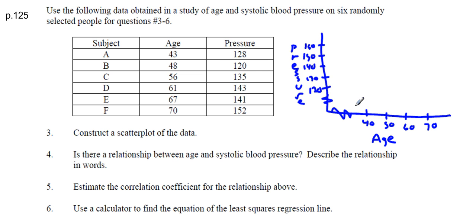The first person is 43 years old and has a blood pressure of 128. That gives us a point right about here. Next person is 48 and has a blood pressure of 120. Next is 56, blood pressure 135. The 61-year-old has a blood pressure of 143. The 67-year-old has a blood pressure of 141. And the 70-year-old has a blood pressure of 152.